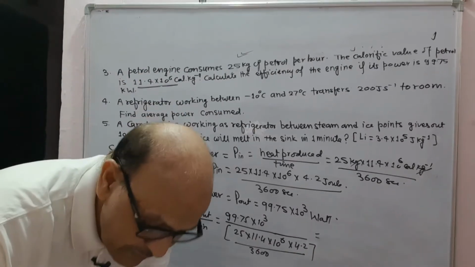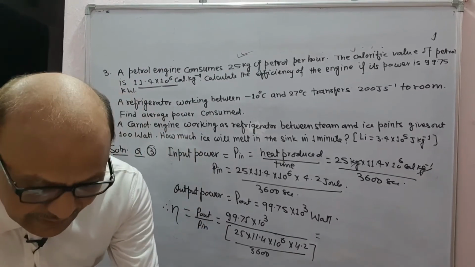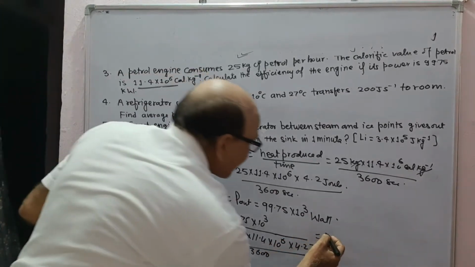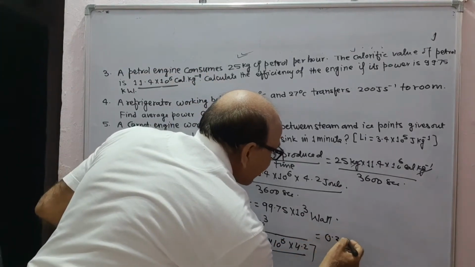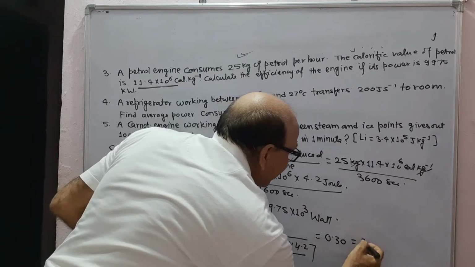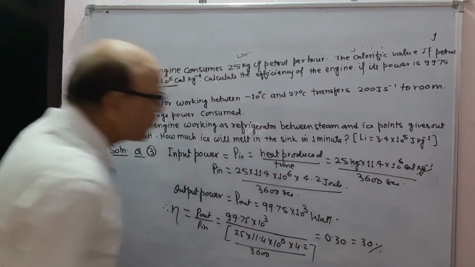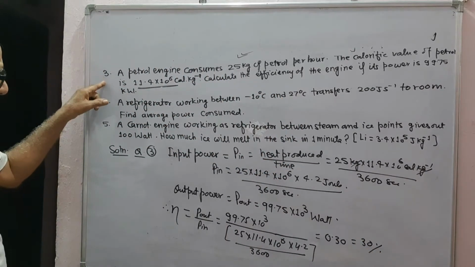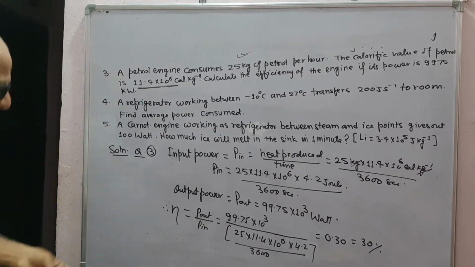0.3, which is 30%. So the efficiency of the petrol engine will be 30%.